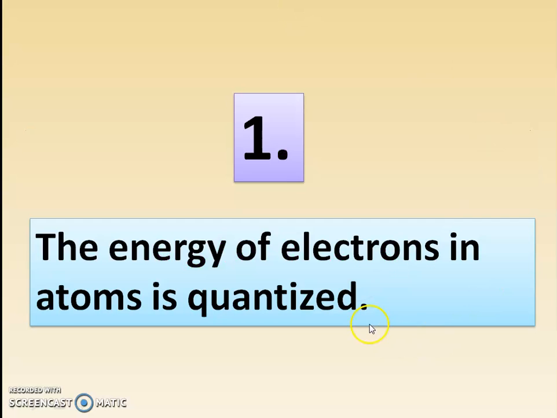So the first important feature is that the energy of electrons in an atom is quantized. It means that it can have certain specific values. Quantized means it can take only certain values and it cannot take any value in between those specific values.